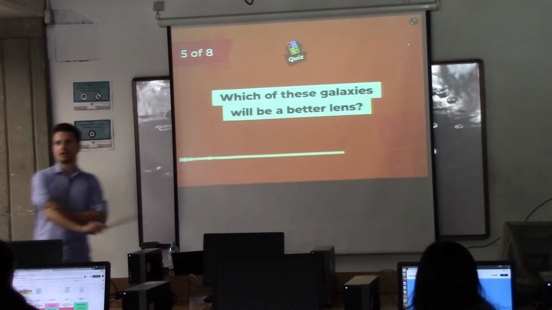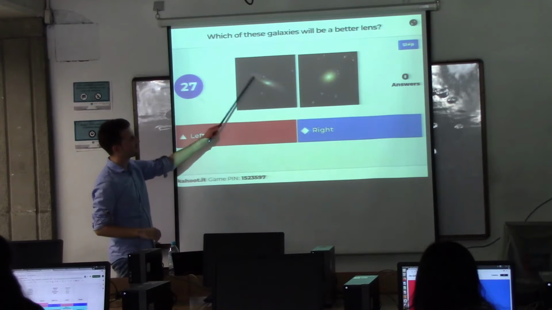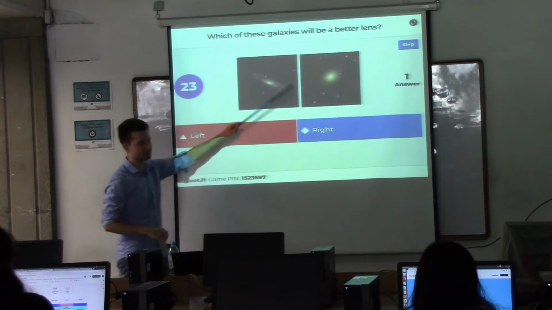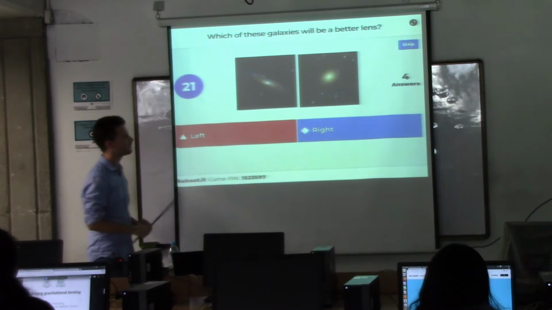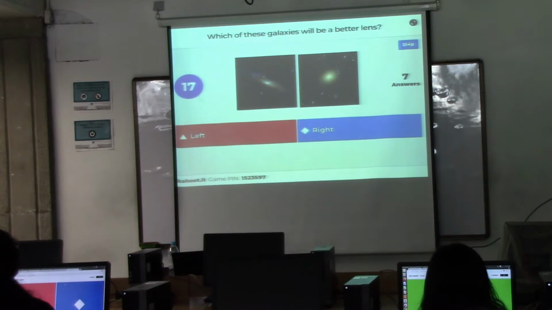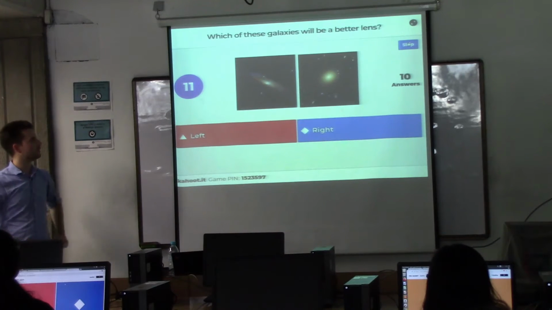So, a wild guess. Take these 2 galaxies. This is Andromeda. This is just some elliptical galaxy I found. Which one of them do you think will be a better lens? Which one is more likely to produce Einstein arcs or actually act as a lens in general?